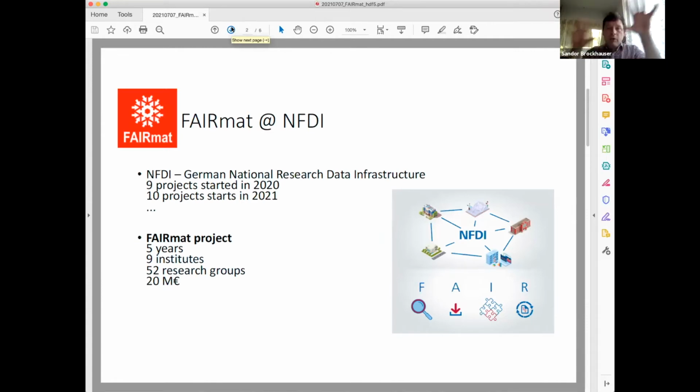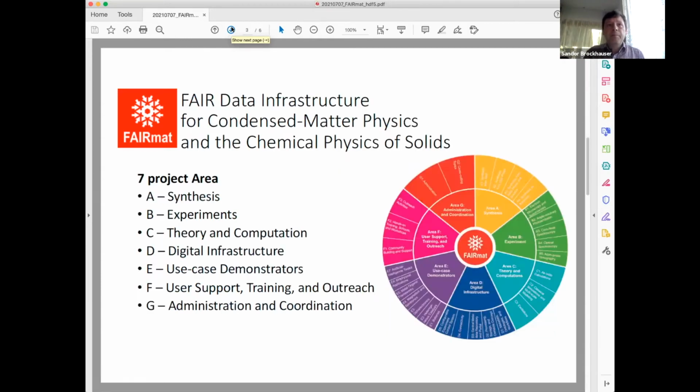9 institutes Germany-wide, and indeed 52 different research groups, all about material science, with a budget of about 20 million euro. The idea is to get all these institutes to come together, bringing together all that's available, the different data structures and data sources, in a way that it becomes FAIR and open science becomes possible. So I can take advantage not only of the data I have computed or collected, but also of what has been collected or computed by others. We are not starting from scratch.